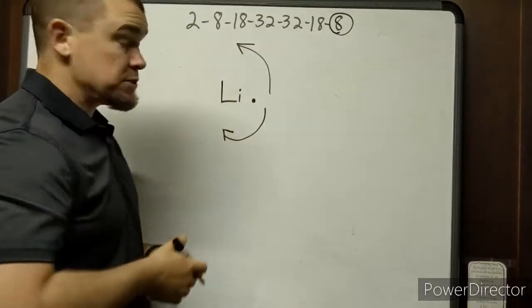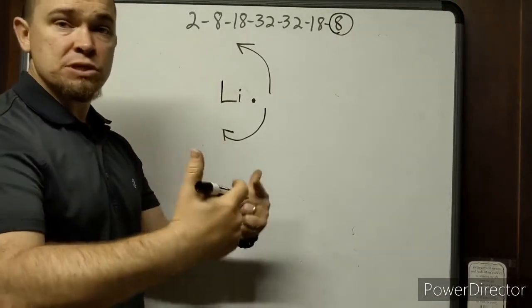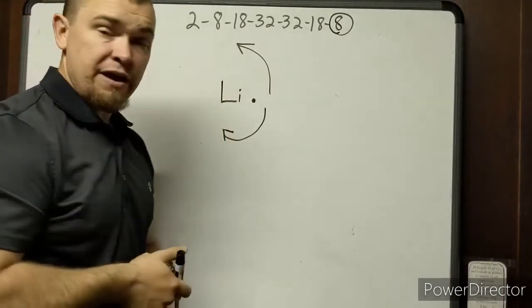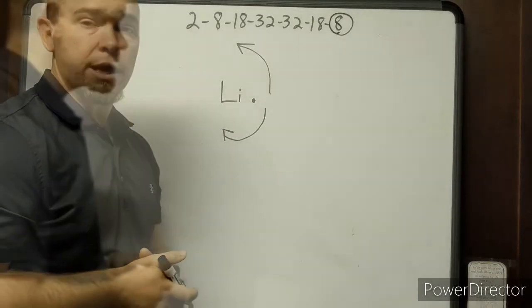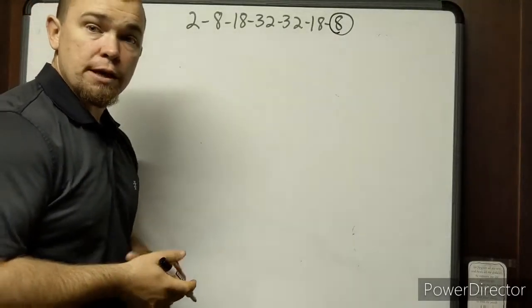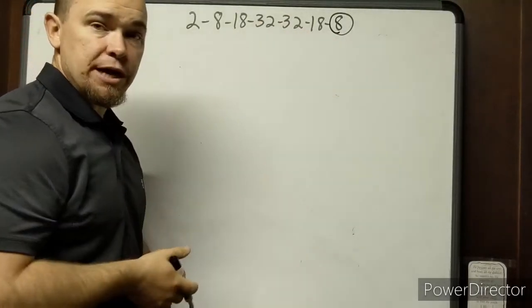Same thing for sodium, same thing for potassium, rubidium, cesium, francium. Anything in family 1, they're all going to have only 1 dot. Let's look at another example of an element from the other side of the periodic table.